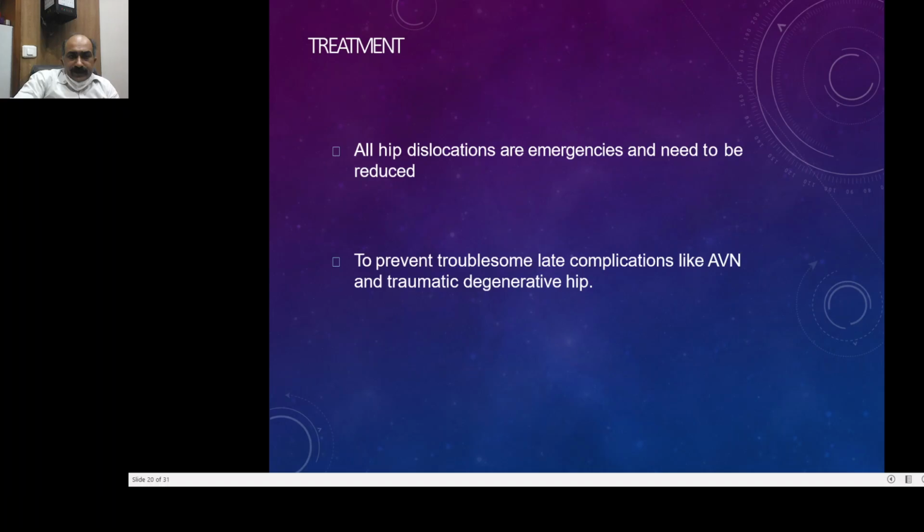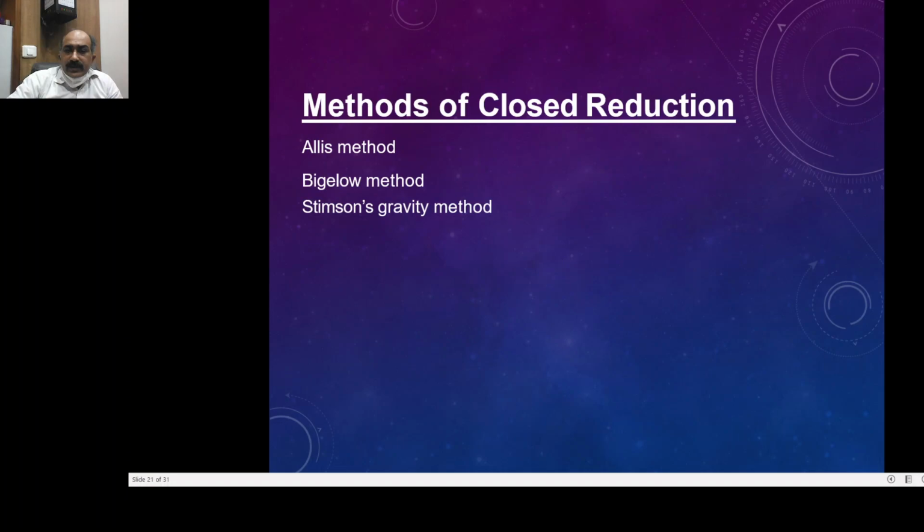There are various methods of closed reduction. Most popular are the Ellis method, Bigelow's method, and Stimson's gravity method. Ellis and Bigelow's are reduction methods in supine position. Stimson's gravity method is in prone position.